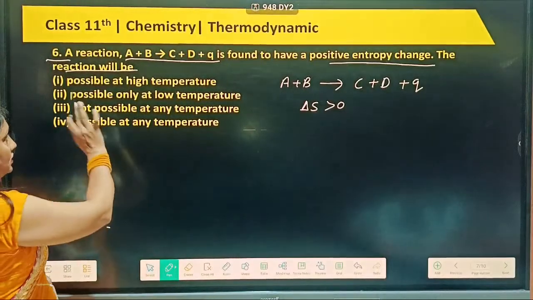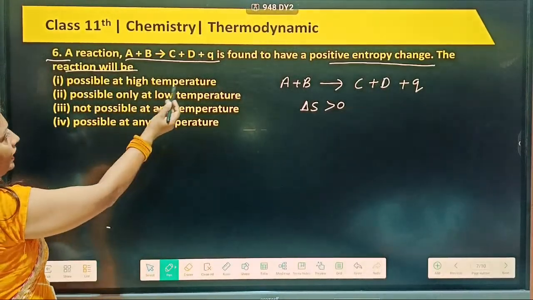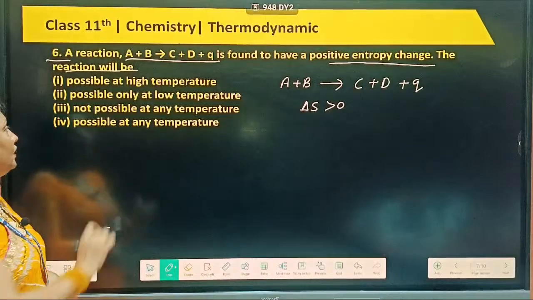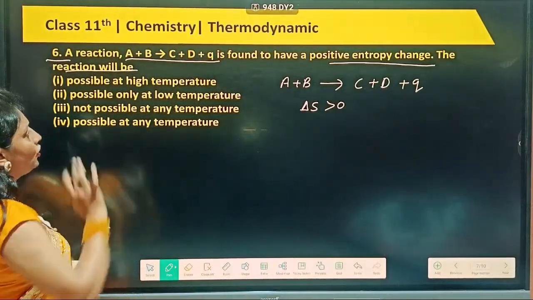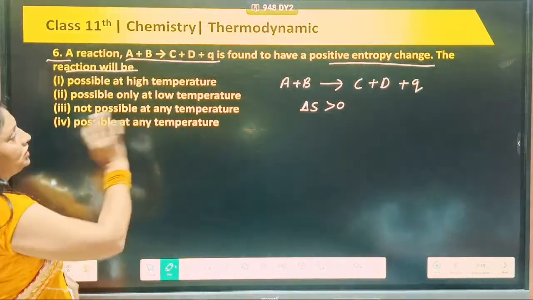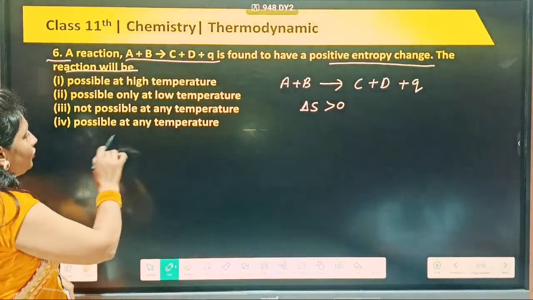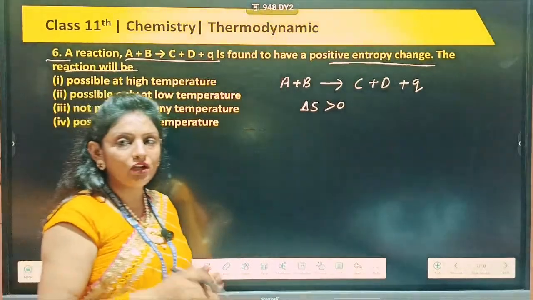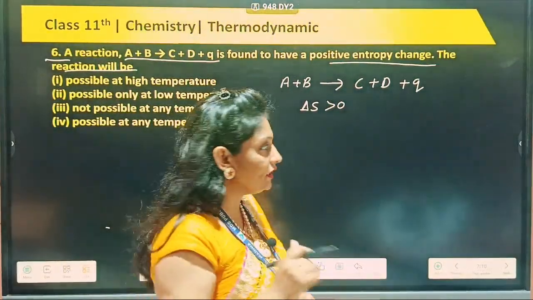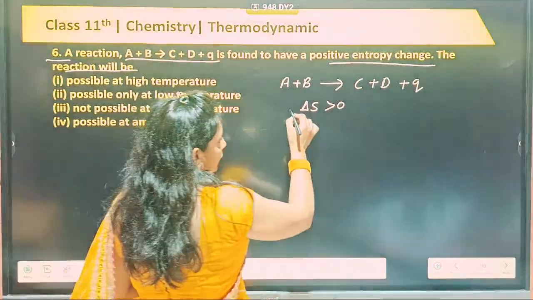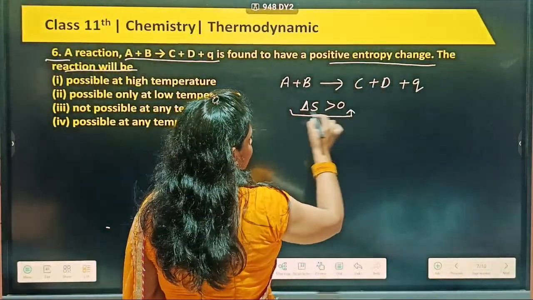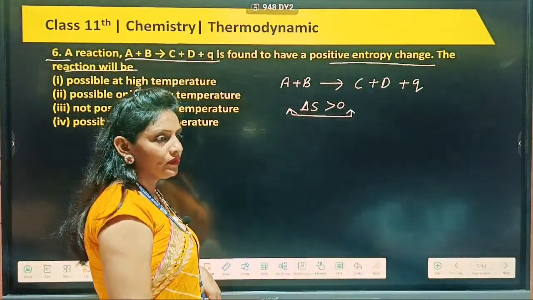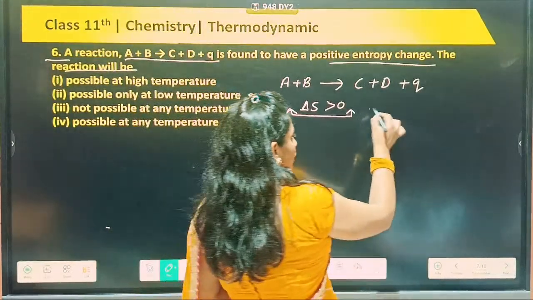Then, students, this reaction can be possible at high temperature only, possible only at low temperature, not possible at any temperature, or possible at any temperature. So which one is the right option for this? Students, you know very well, if del S is greater than 0, then the process is spontaneous.